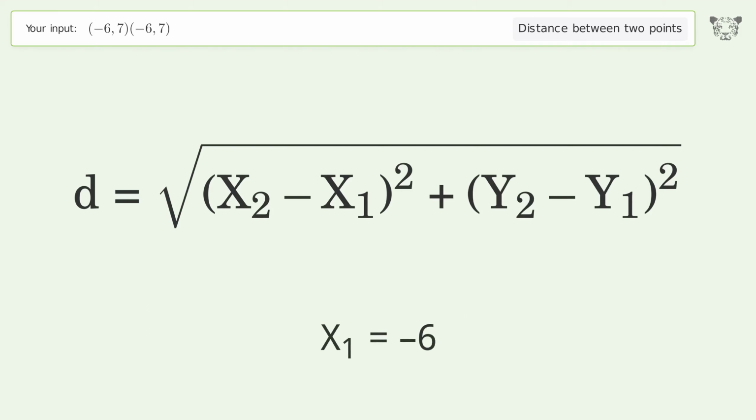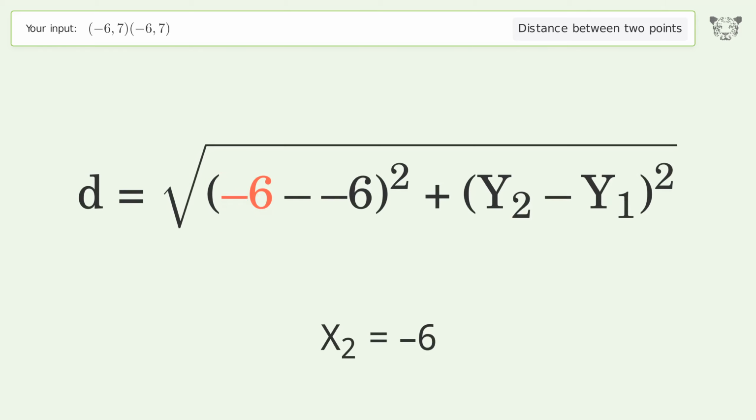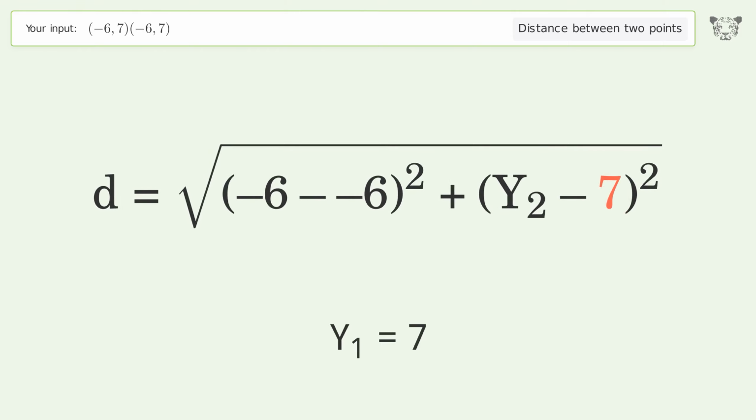x1 equals -6. x2 equals -6. y1 equals 7. y2 equals 7.